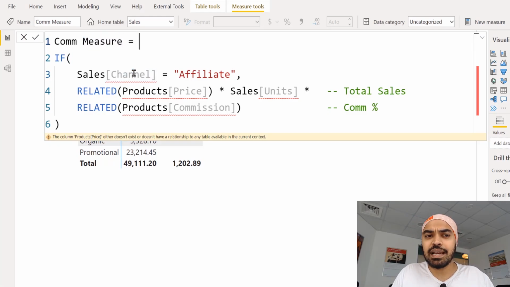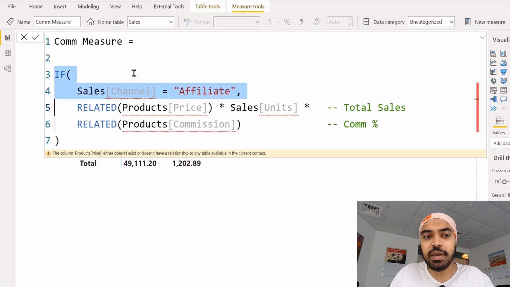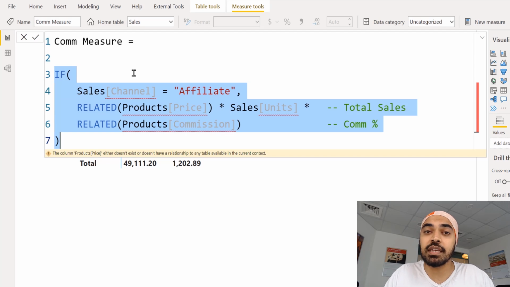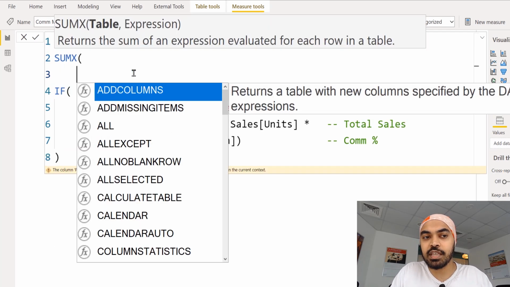Now, what exactly are iterators? Iterators are a set of functions that allow you to take a look at every single row of any particular table. Since I wrote the formula in the sales table, I'm trying to build this check in every single row of the sales table, and hence I'm going to use an iterator. I'm going to use the SUMX function, which is an iterator. Any function that ends with an X is an iterator. There are more functions which are iterators, but that's a ballpark check that you can apply. Any function that ends with X is an iterator.